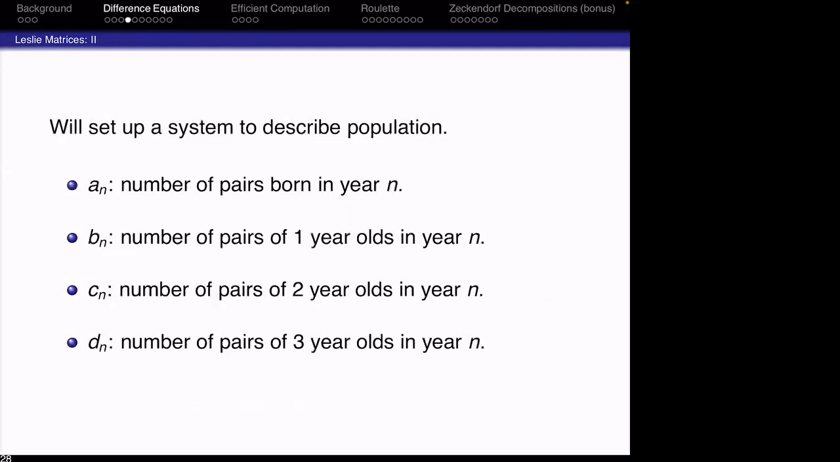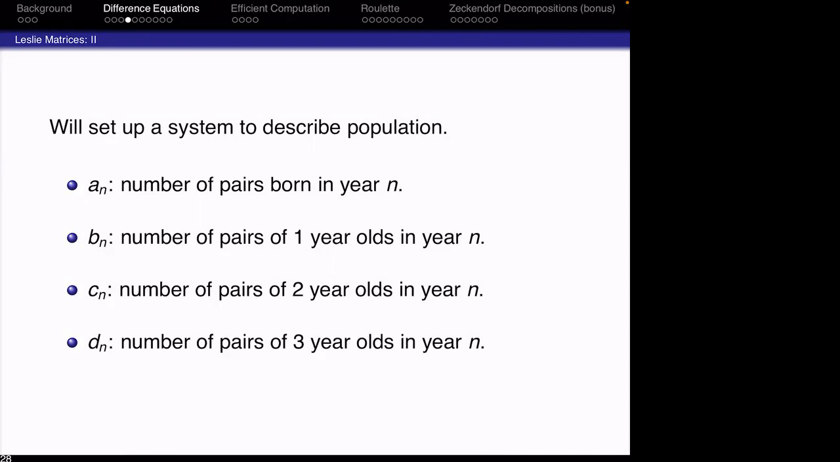So we're going to set up a system to describe the population. Let A_n be the number of pairs of whales, it's easier to work in pairs, that are born in year n. B_n will be the number of pairs that are 1 year old in year n. C_n will be the number of pairs that are 2 years old in year n. D_n, the number that are 3 years old in year n. And we want to figure out what A_{n+1}, B_{n+1}, C_{n+1}, D_{n+1} will be in terms of A_n, B_n, C_n, and D_n.